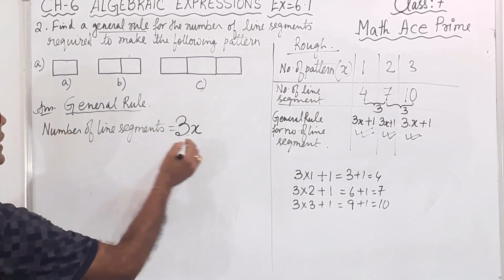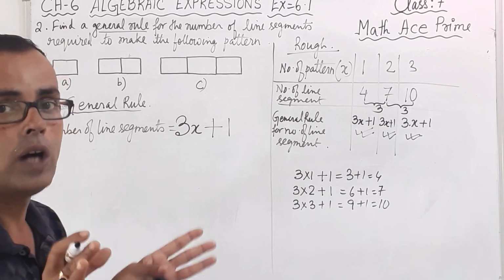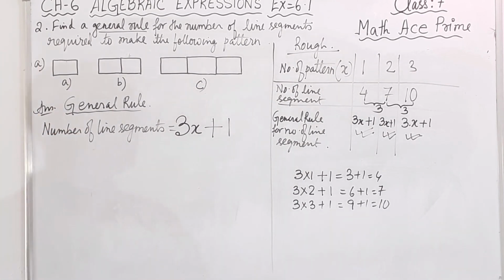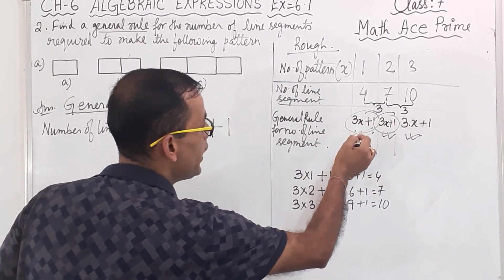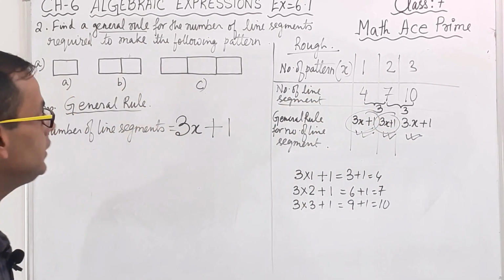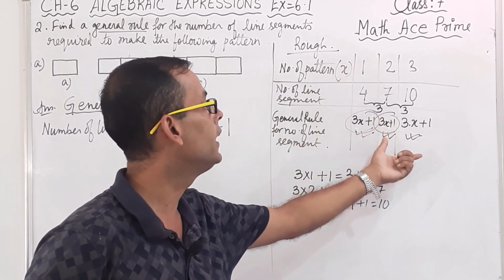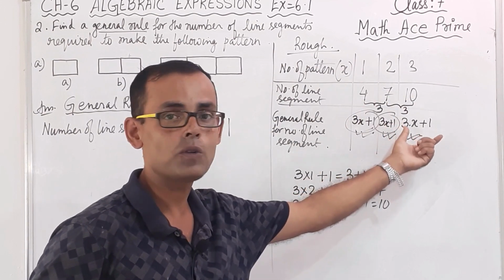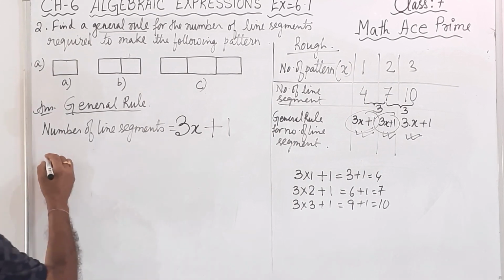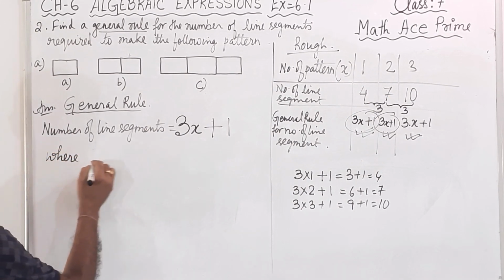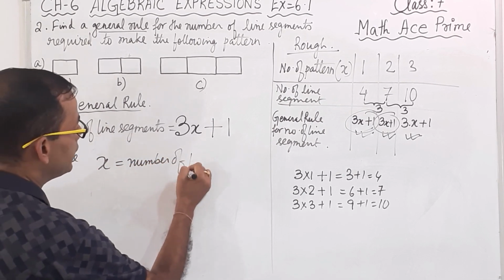So what will be the general rule? 3x plus 1. Now I think you are understanding a little. Okay? So the general rule will be what? 3x plus 1. So if you put 3x plus 1 for the first pattern, you will get 4. If you put 3x plus 1 for the second pattern, you will get 7. If you put 3x plus 1 for the third pattern, you will get 10. Okay. Now what you have to write? Where x equals the number of pattern.